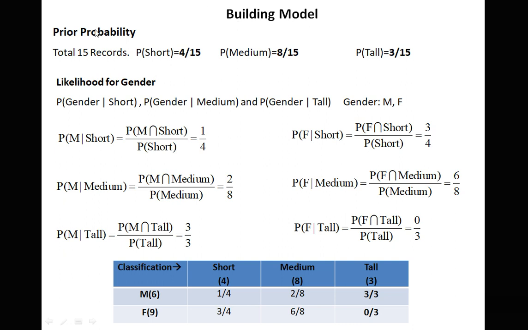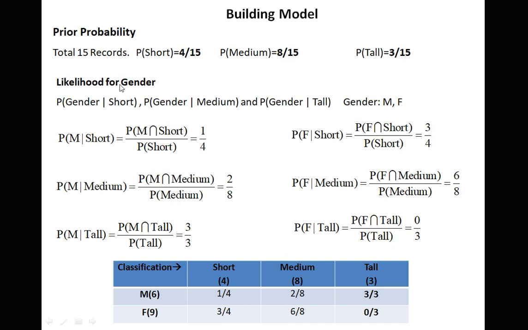First we build the model. In building the model, we first calculate prior probability. Total 15 records are there. Probability of short is 4 by 15. Probability of medium is 8 by 15 and probability of tall is 3 by 15.